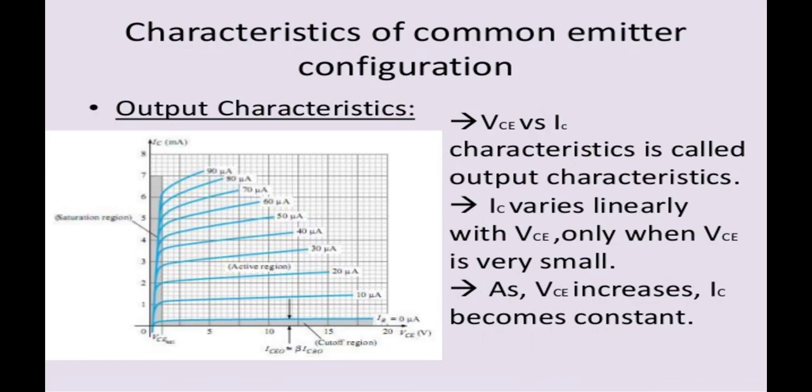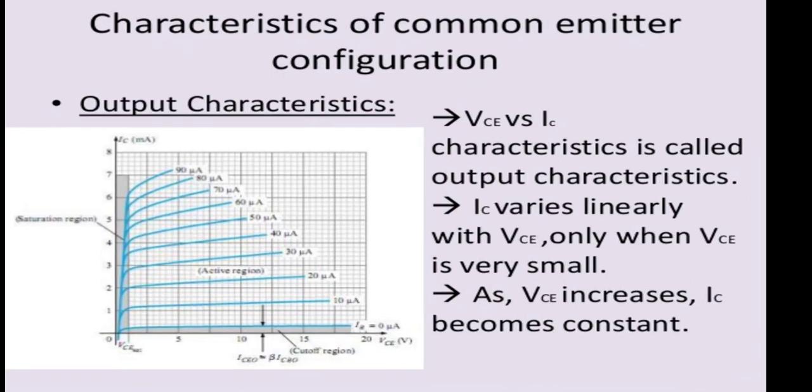These are the characteristics of common emitter configuration. In the previous slide we observed VBE versus IB. Here it is VCE versus IC. This is called the output characteristics. IC varies linearly with VCE only when VCE is very small.